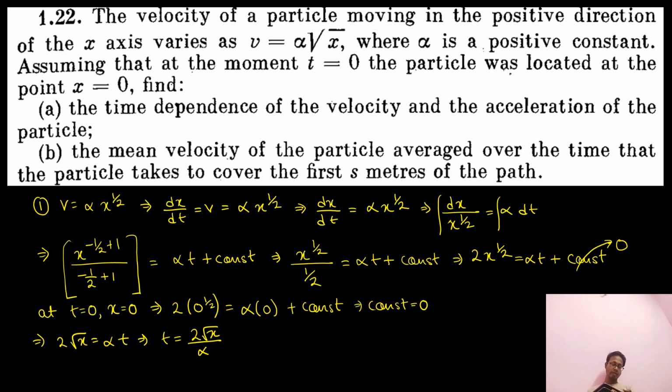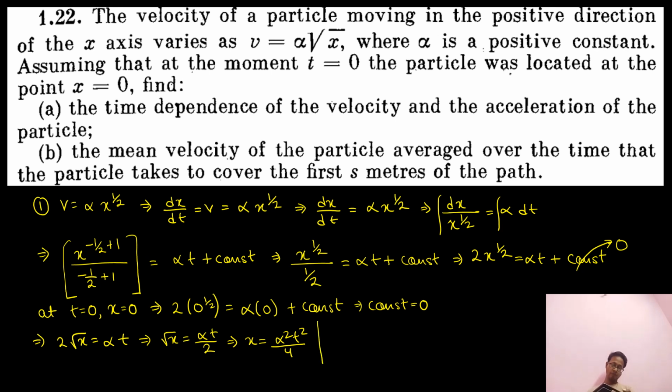So out here the value of t is 2 root x by alpha. I did not need to find out the value of t. I need to find out the value of x, or root x is equals to alpha t by 2, or x is equals to alpha square t square by 4.